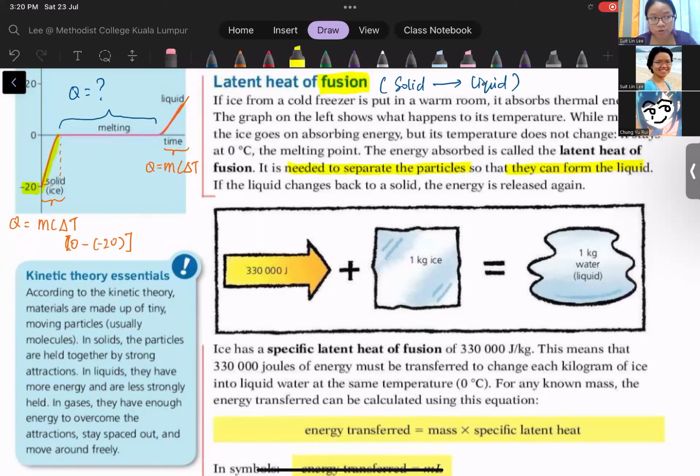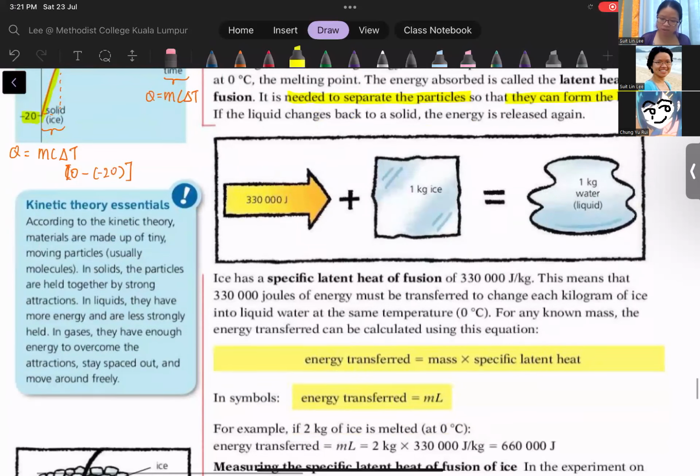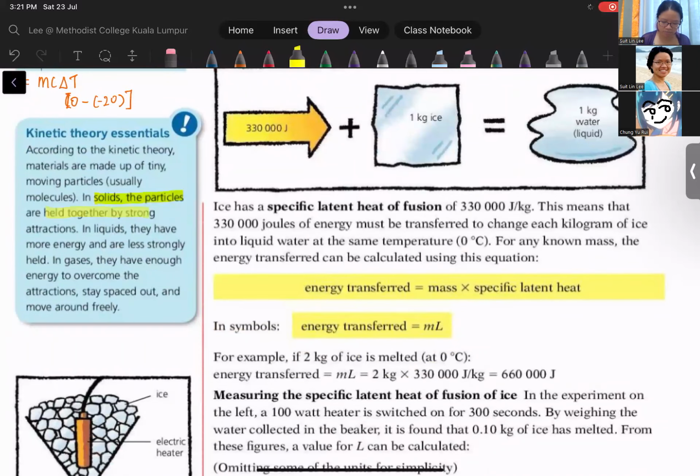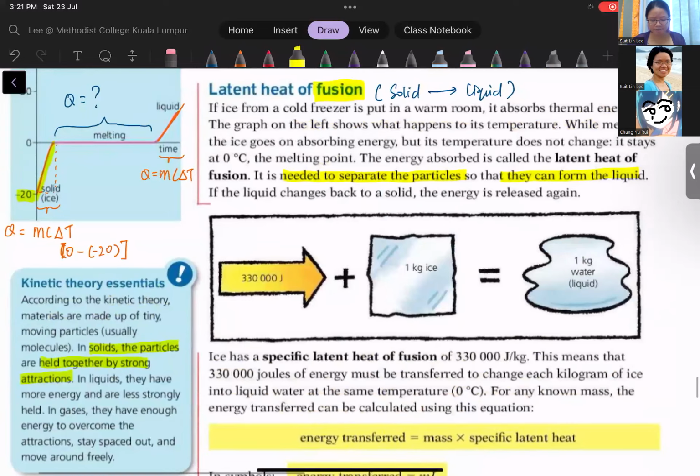Because the temperature doesn't change, it simply means how much heat do I need to change 1 kg of this substance from solid to liquid. 1 kg. So you can generally see this as, in solids, the particles are held together by strong attraction. So we're just going to stretch them, and that needs us to add energy. Okay, so I'm going to write this at the side later.